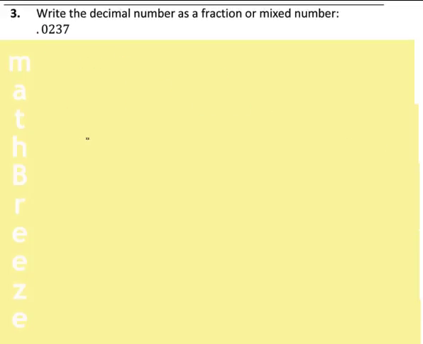Write the decimal number as a fraction or mixed number, 0.0237. So write the number 237 in the numerator, and in the denominator a 1 with 1, 2, 3, 4 zeros.